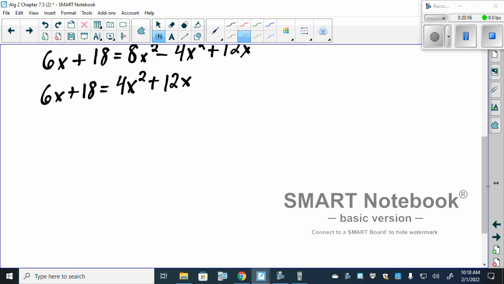Now we do need to get this equal to 0. So the first thing we can do is, doesn't matter, we can subtract 6x or we can subtract 18. The order in which we do it doesn't matter. We just need to make sure we get both to the other side. If you wanted to, you could have actually written this all on one line, the minus 6x and minus 18, and done it all at once.